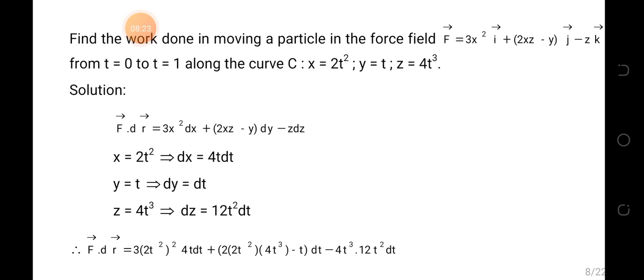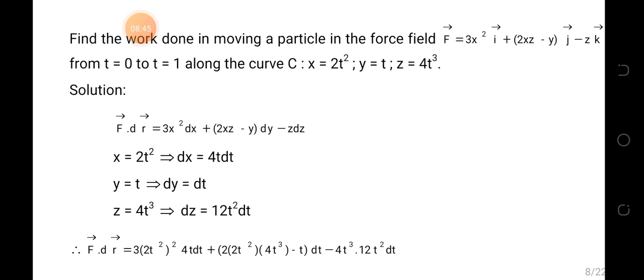In the first problem we have seen the line integral expansions and also the calculated values. Now we are seeing the work done. So first you have to calculate f vector dot dr vector. Then you have to take the parameters, x equal to 2t square, and convert that value. Differentiating with respect to t, you will get 4t dt.